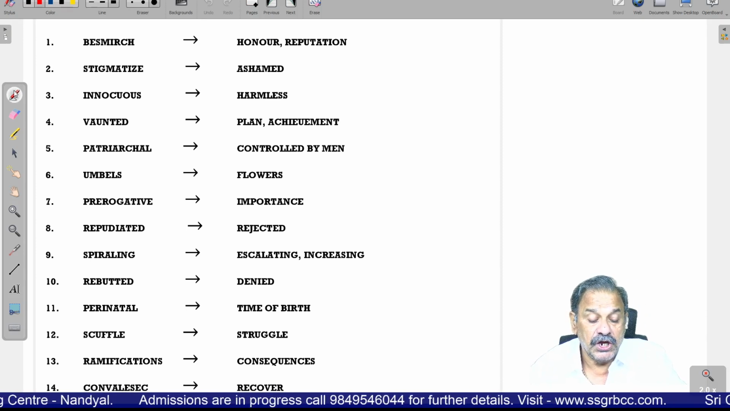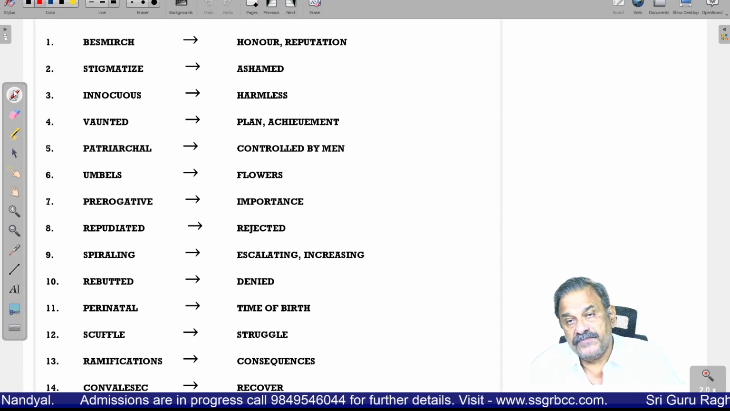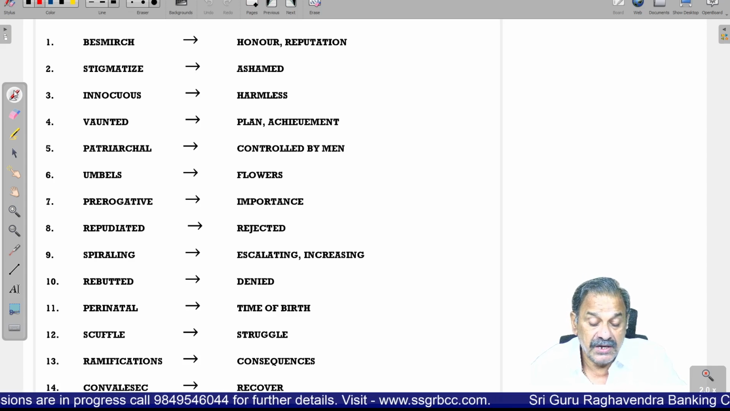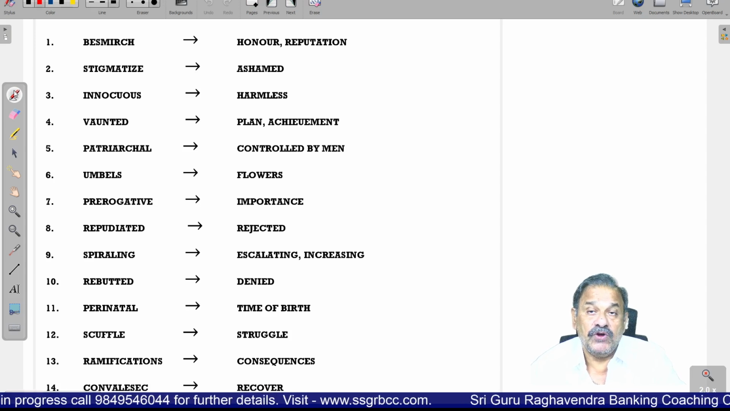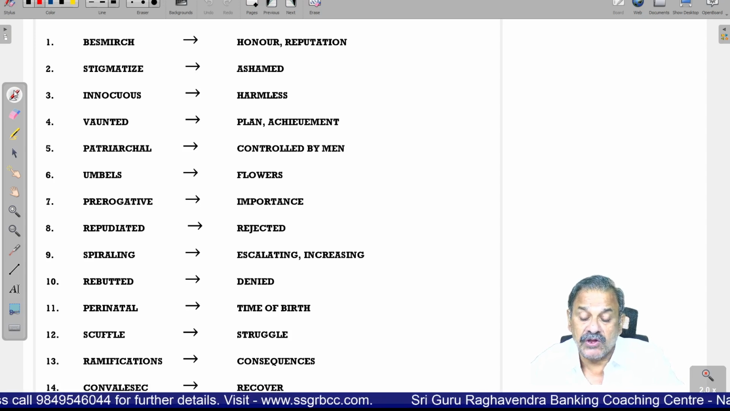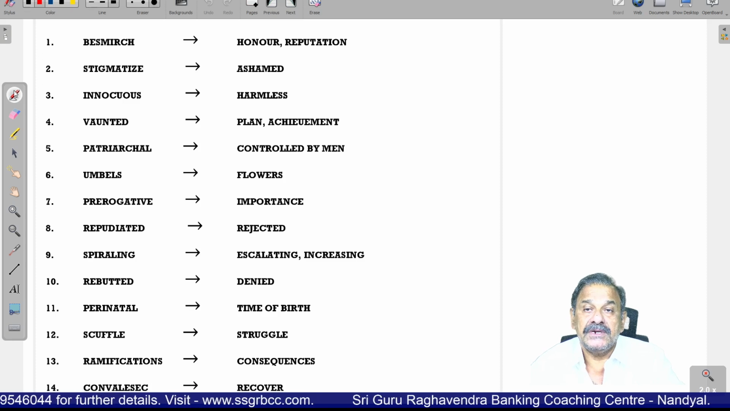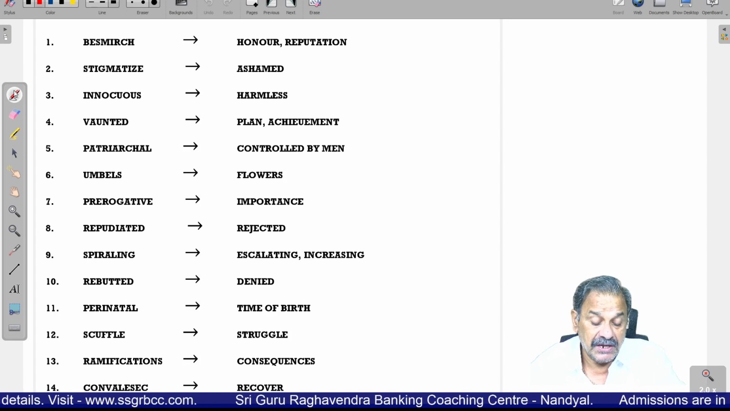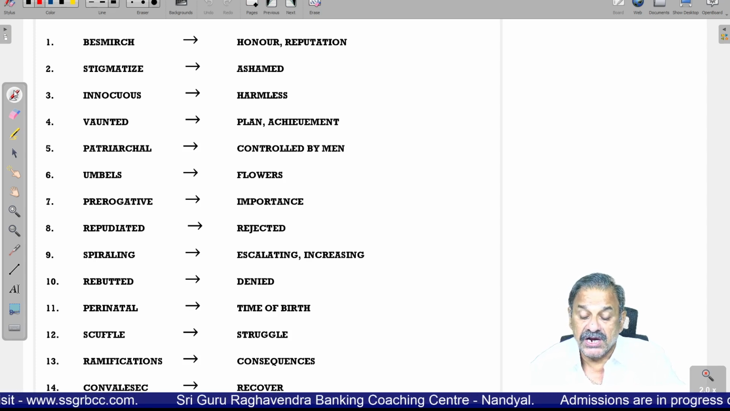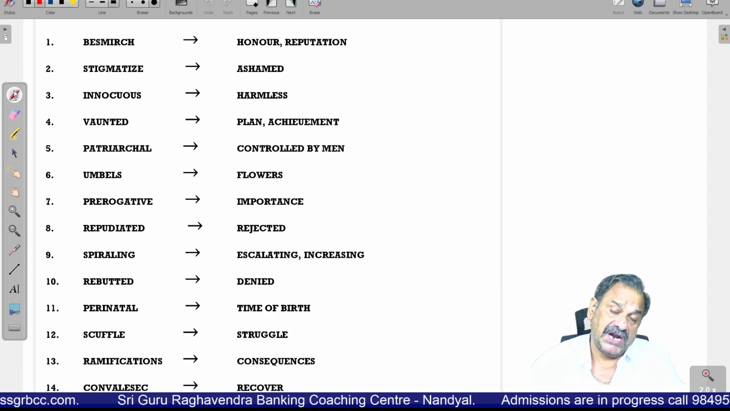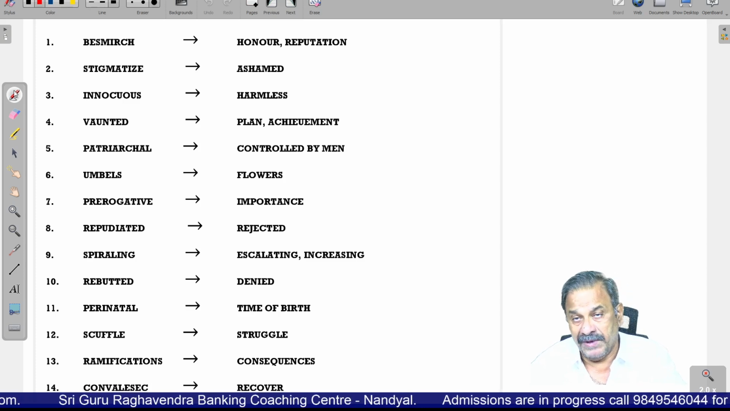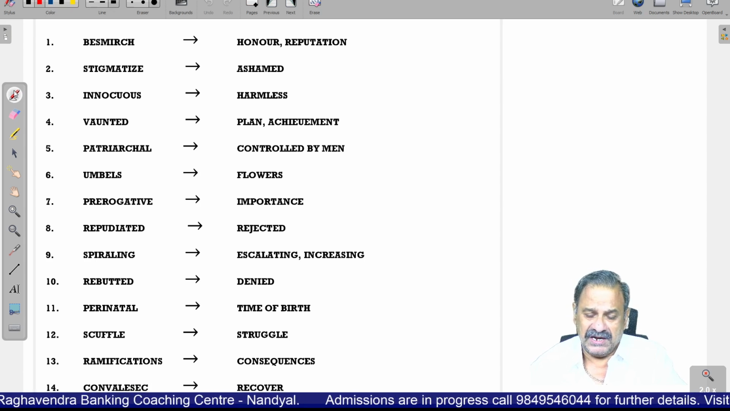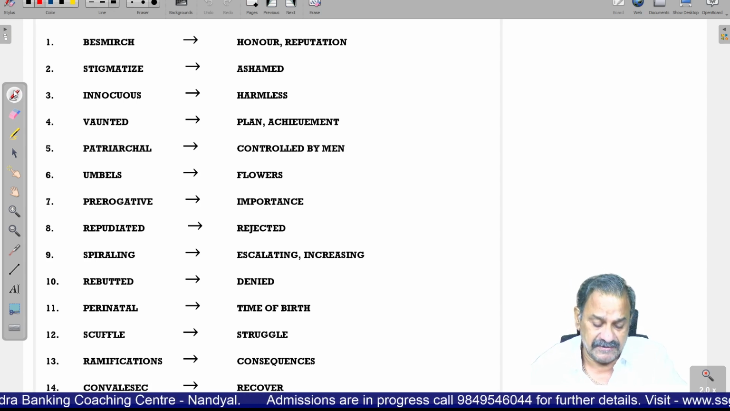Innocuous means harmless. Then vaunted, not wanted. Vaunted means plan, achievement. Then patriarchal, controlled by man. Matriarchal means controlled by woman. Patriarchal means controlled by father. Matriarchal means controlled by mother.